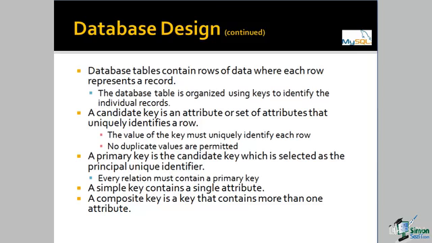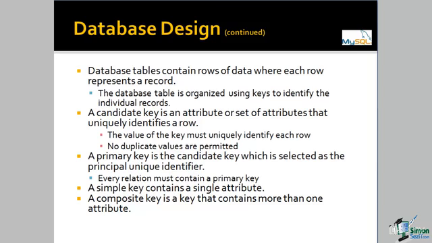When we have a key that uses a single value to identify the row, we call that a simple key. On the other hand, if we have multiple values from the row that are used in a key to uniquely identify that row, that key is referred to as a composite key.